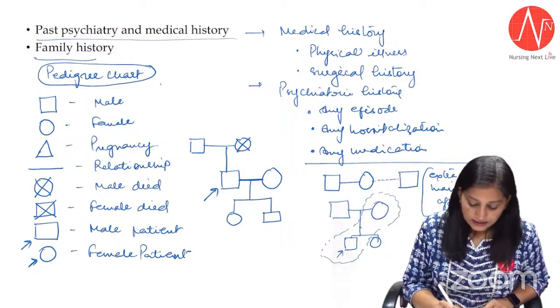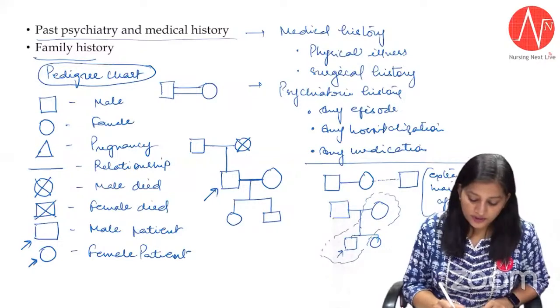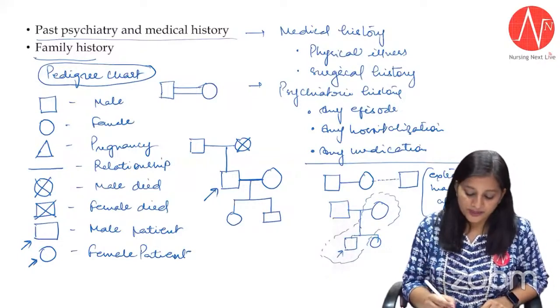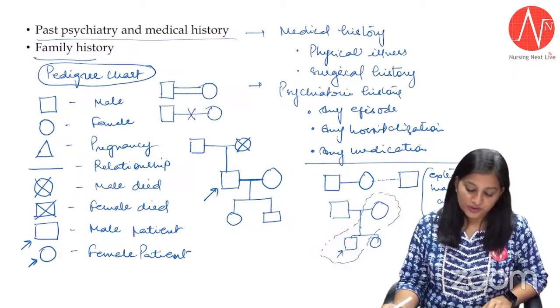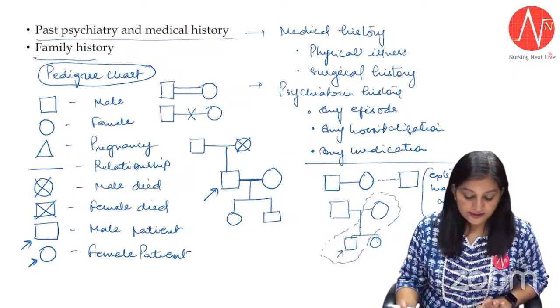Two more things. A double line shows consanguineous marriage. Consanguineous marriage means marriage in close relationships, and this means divorce. So these are some symbols, some signs.